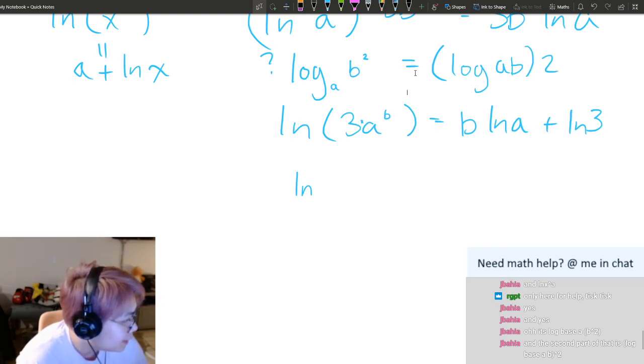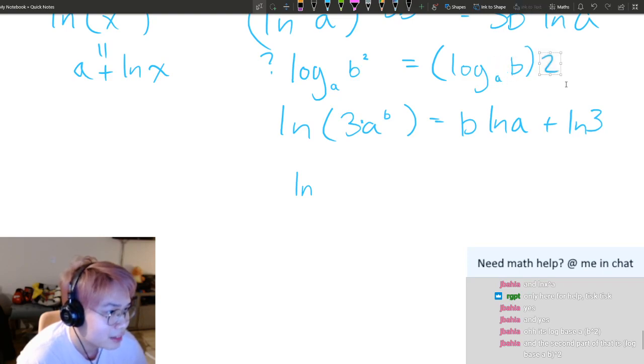And the second part is log base A B squared like this.